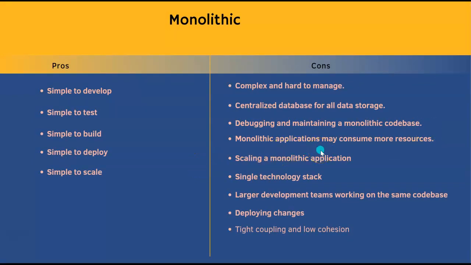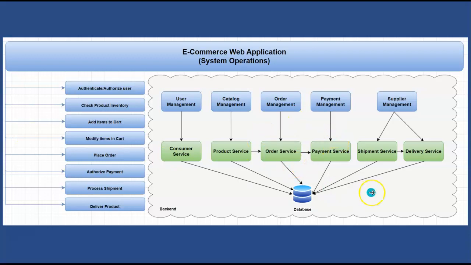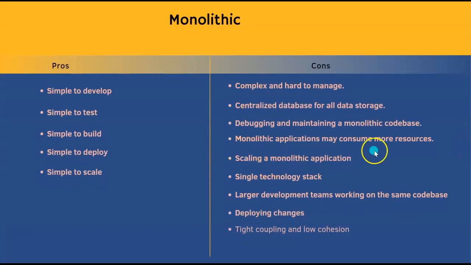Monolithic applications may consume more resources. It is true that a monolithic application consumes more resources, because monolithic applications are deployed as a single deployable unit. Since they do not deploy independently, there are multiple services, modules, and other components which all get deployed as a single unit. It consumes more resources.